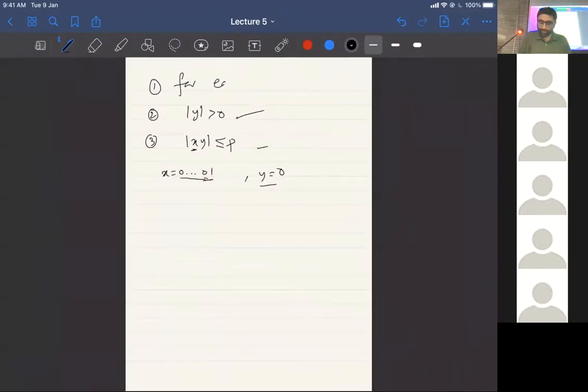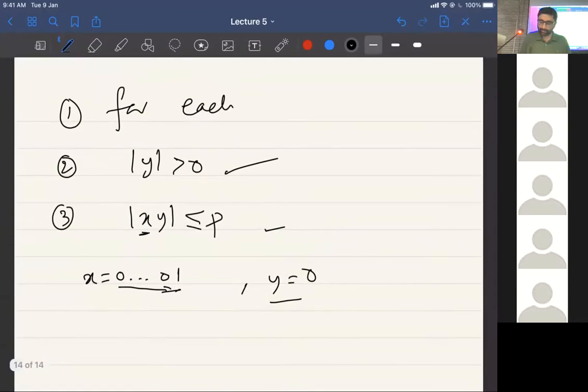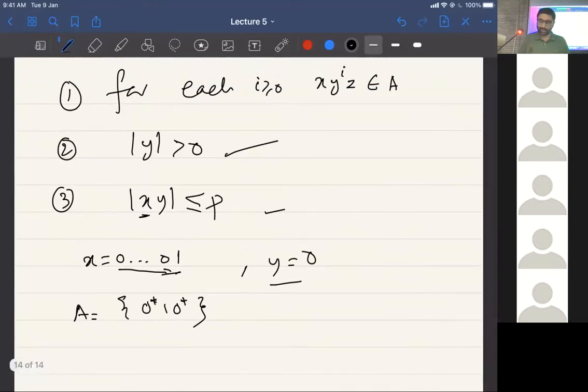For each i greater than or equal to zero, xy^iz must be in the language A. Okay, what is the language A? Language A is 0*10*. Right? So it means that when y is raised to the power i, i could be 0, i could be 1, i could be 2, i could be 4, i could be anything. So just write this string, 0s, 1.